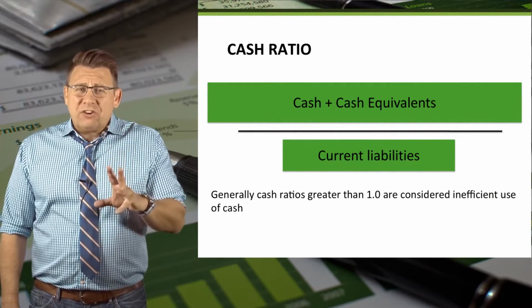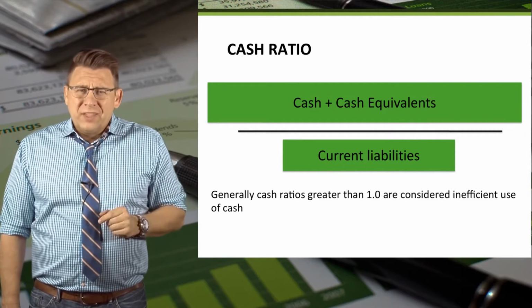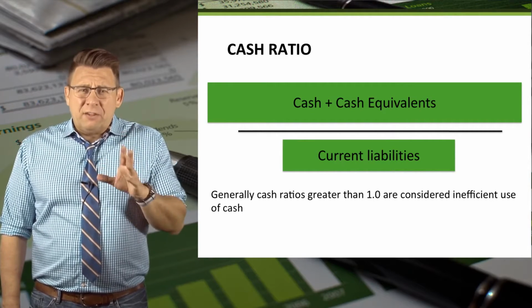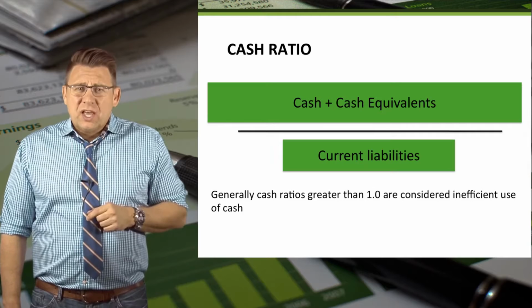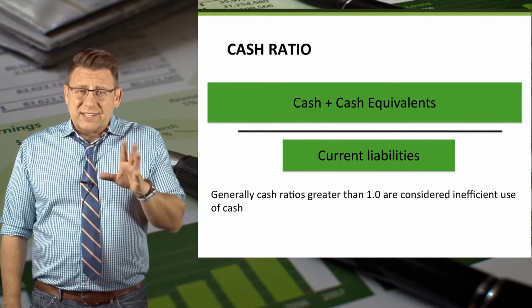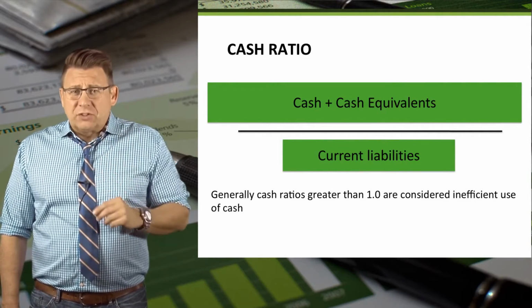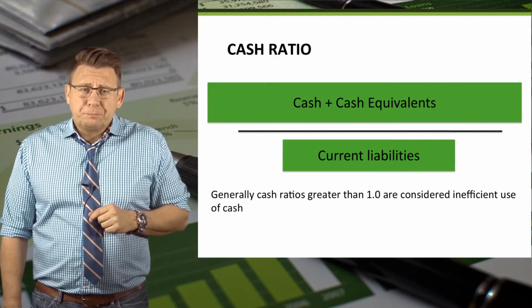Note that when the cash ratio is greater than 1, this is often considered an inefficient use of cash. Companies should look for uses for the excess cash or pay it out to shareholders in the form of dividends.